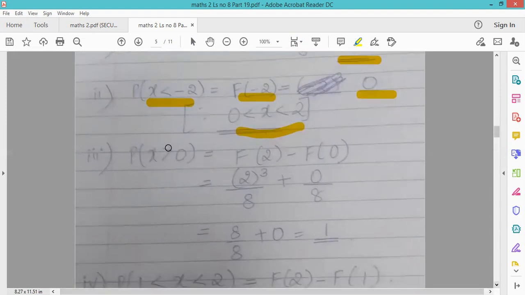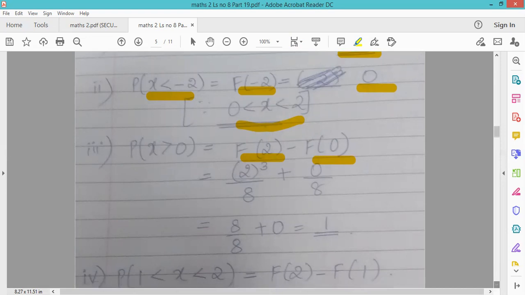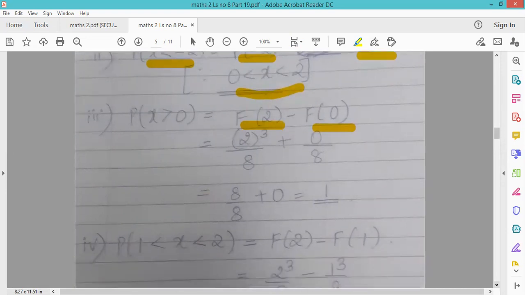Probability of x greater than 0 is nothing but f of 2 minus f of 0, because the condition put forward is from 0 up till 2. So greater than 0 is nothing but it will be less than 2, in between 0 and 2. So f of 2 minus f of 0, that is 2 cube upon 8 minus 0 cube upon 8, which is 0. So 2 cube upon 8 is 8 upon 8, answer is 1.